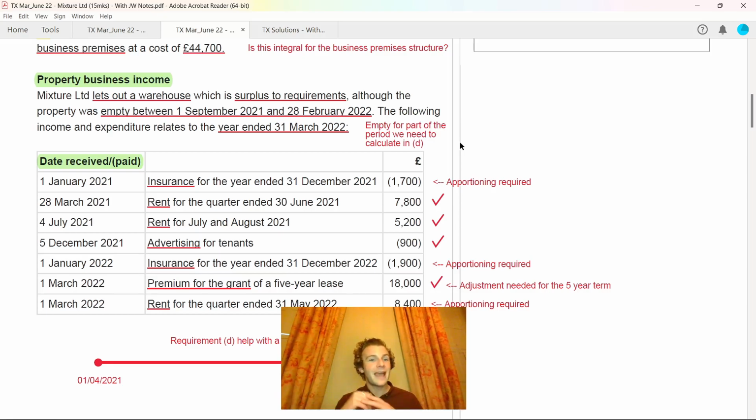Although the property was empty between the 1st of September 21 and the 28th of February 22, the following income and expenditure relates to the year ended 31st of March 2022, which is within the period that we need to account for. So it was empty for part of the period, and this is going to link into apportioning and what we need to include and not.